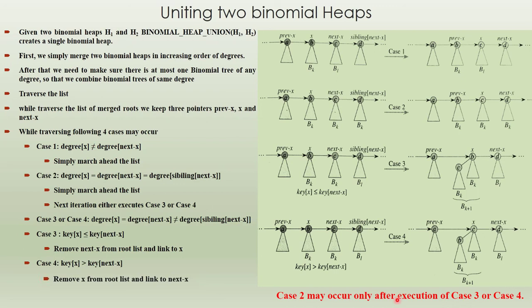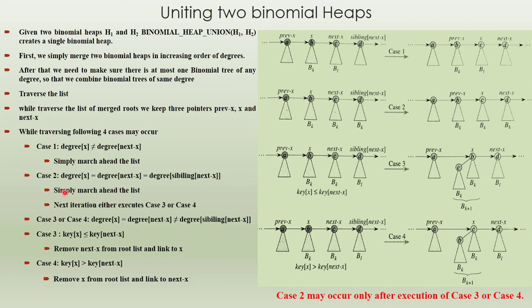Case 2 actually occurs after execution of case 3 or case 4. So we have to study two more cases. This case 2, that means degree of x equal to degree of next x equal to degree of sibling of next x, may occur when we execute case 3 or case 4.